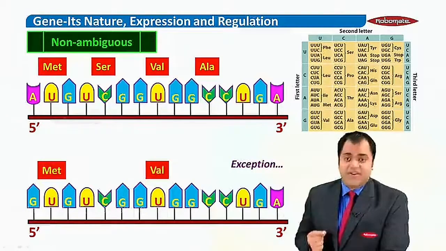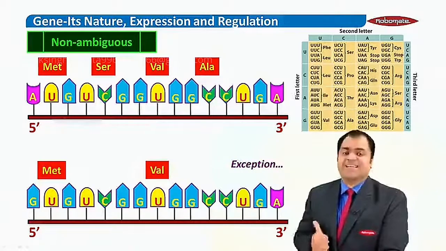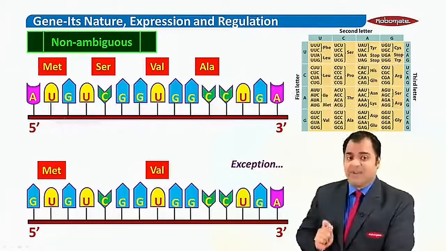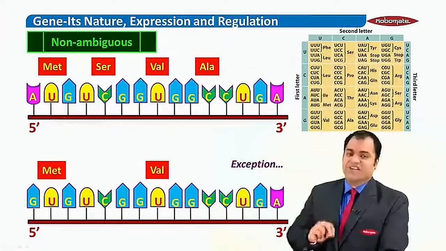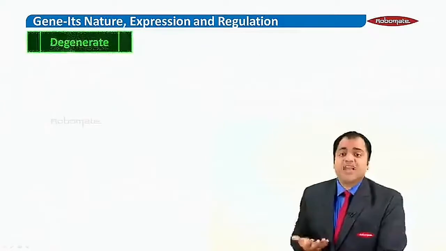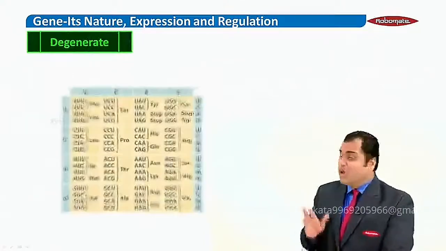What I'm telling you here is when AUG is not available, GUG can act as a start codon and code for the same amino acid methionine. Is that okay? This is the only ambiguity. Otherwise, the genetic code is non-ambiguous. Moving on. The genetic code is degenerate. What does that mean? Look here.